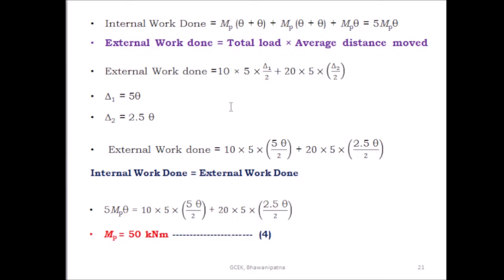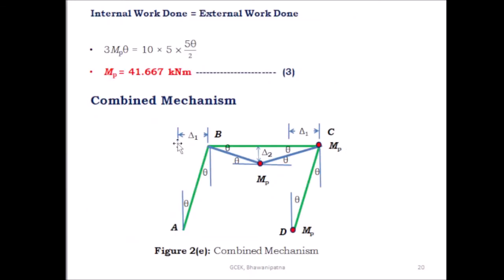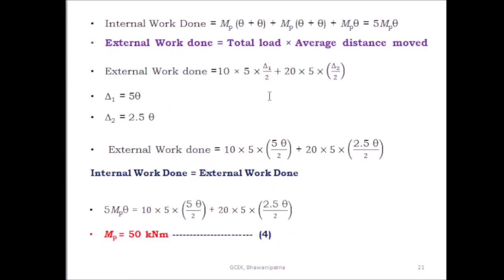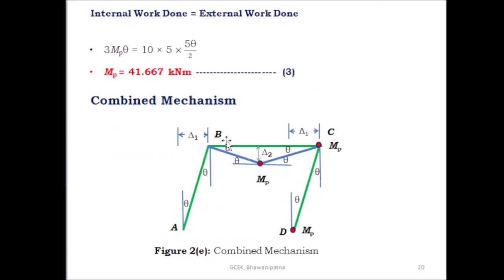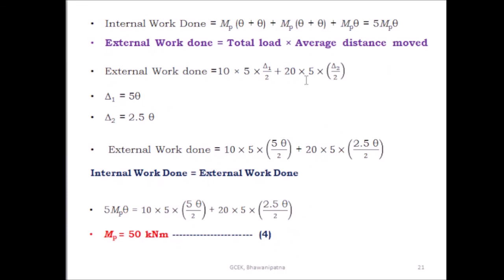Then find out the external work done. The external work done can be found by multiplying the total load with the average distance moved. What load is present here? Here the UDL is 10 kilonewton per meter and the length is 5 meter: 10 into 5 into delta 1 by 2. And on the span BC, the UDL present is 20 kilonewton per meter and the length of BC is 5 meter. So the total load is equal to 20 into 5, and the average distance moved is delta 2 by 2: 20 into 5 into delta 2 by 2.